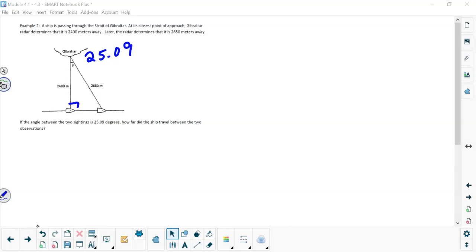And then, look. That is a right triangle. How many sides are given? 2. Y'all, if 2 sides are given, you can use the Pythagorean theorem.